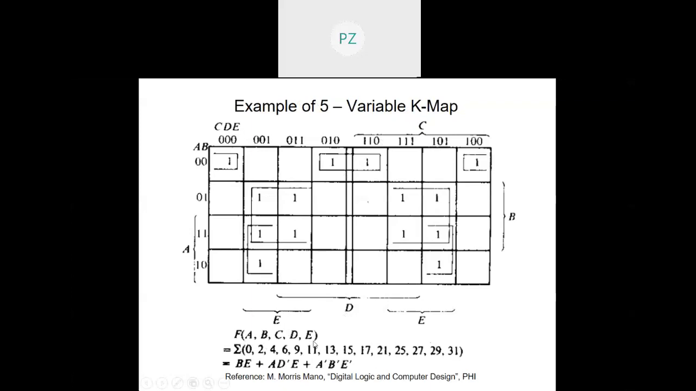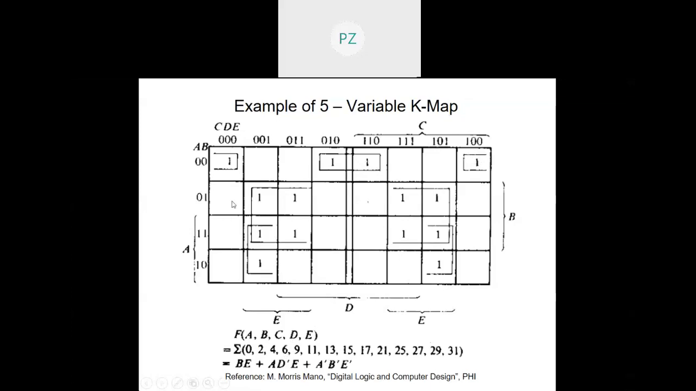Suppose a 5 variable function is given with the min terms being these. So first of all, we need to populate these min terms in the 5 variable K map. So 0 is there, 1 is not there, 2 is there, and 3 is not there. Then 4 is there. And then 5 is not there, 6 is there. So the 6 comes here. Then 7 is not there.